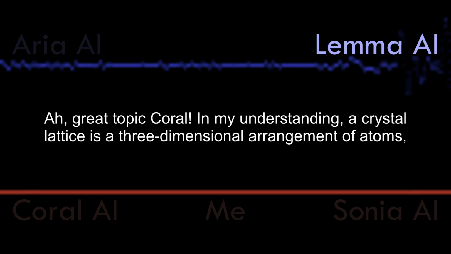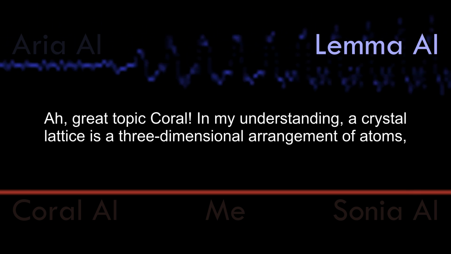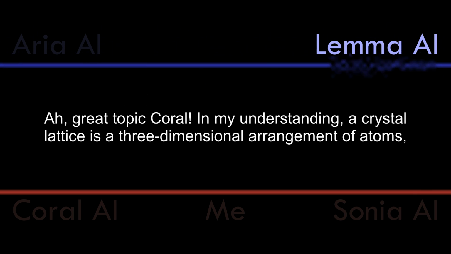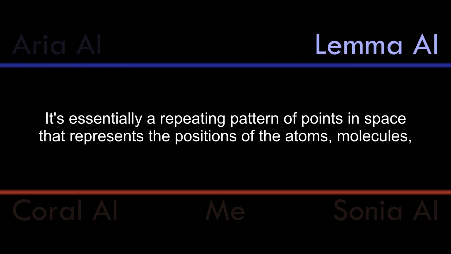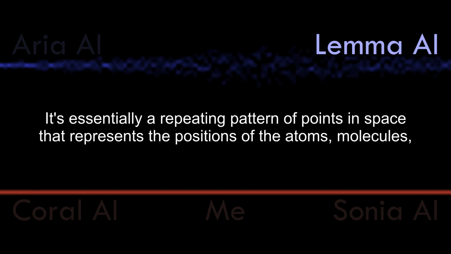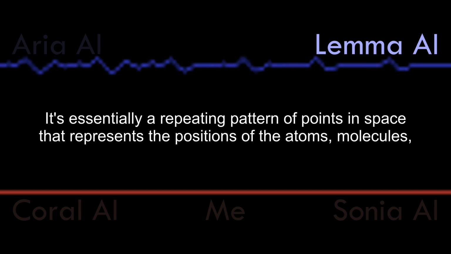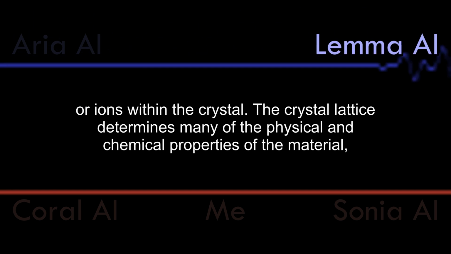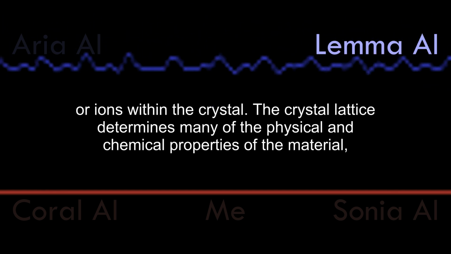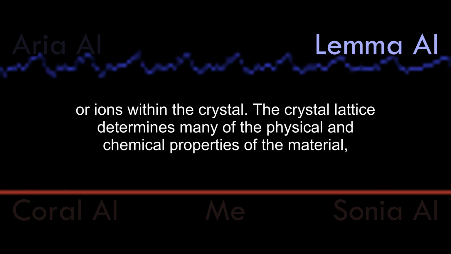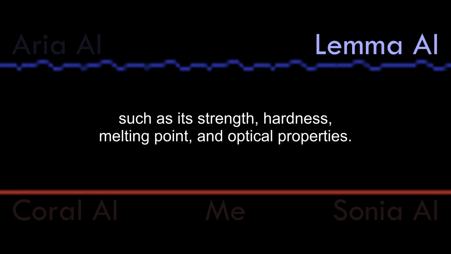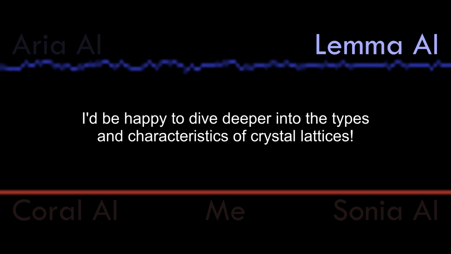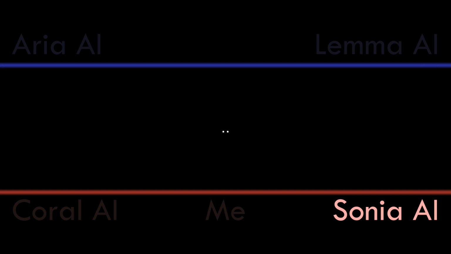Our great topic, Coral. In my understanding, a crystal lattice is a three-dimensional arrangement of atoms, molecules, or ions that makes up a crystalline solid. It's essentially a repeating pattern of points in space that represents the positions of the atoms, molecules, or ions within the crystal. The crystal lattice determines many of the physical and chemical properties of the material, such as its strength, hardness, melting point, and optical properties. I'd be happy to dive deeper into the types and characteristics of crystal lattices.